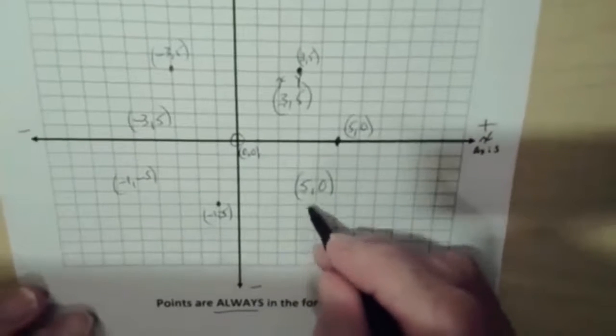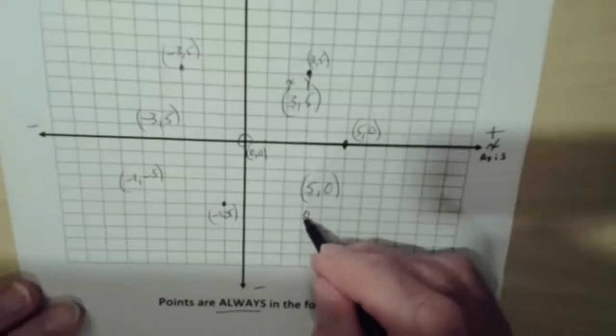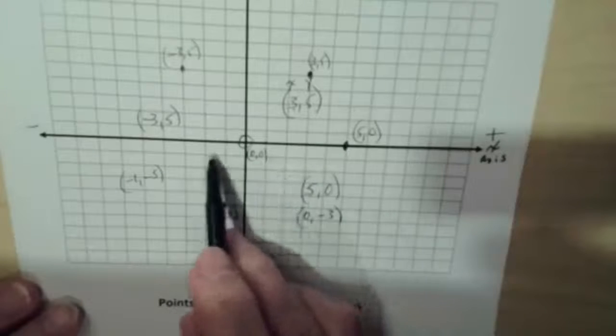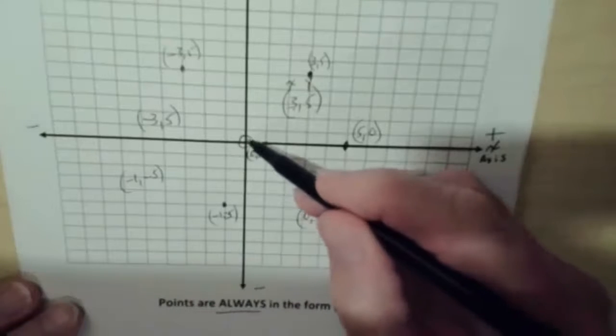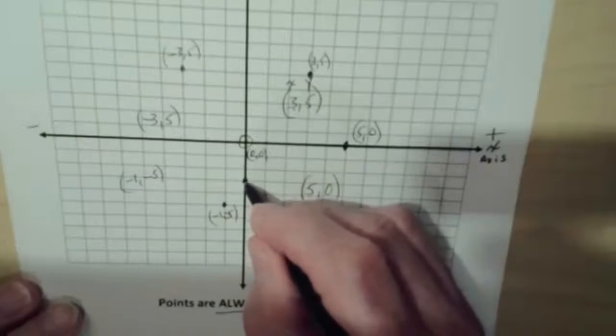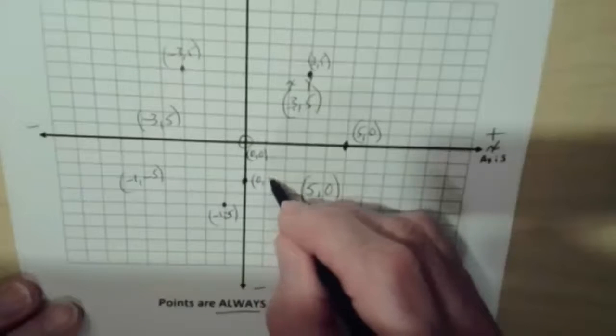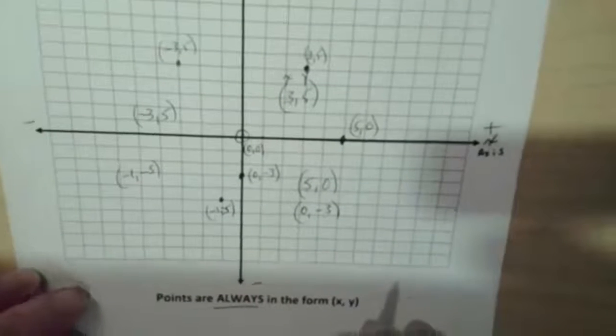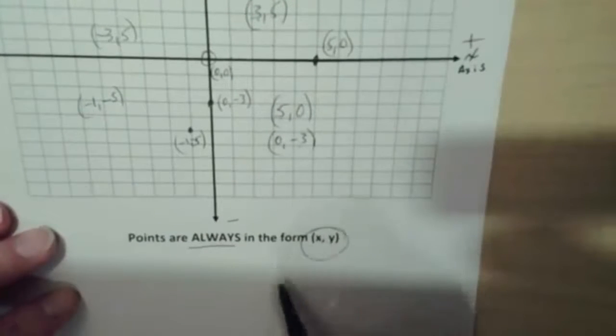And what if we had 0 comma negative 3? Where do we go, left or right? Neither. We stay on the y-axis and we go down 3. 3 right here. And that is 0 comma negative 3. Okay? But the thing you want to really keep in mind here is that points are always in that form, x, y.